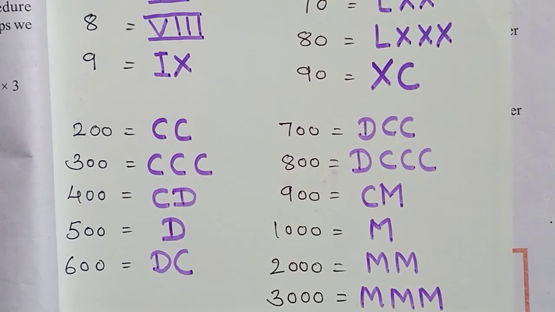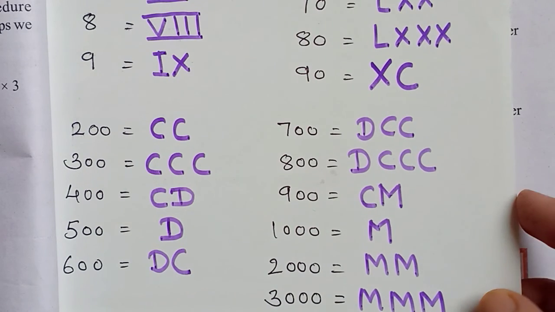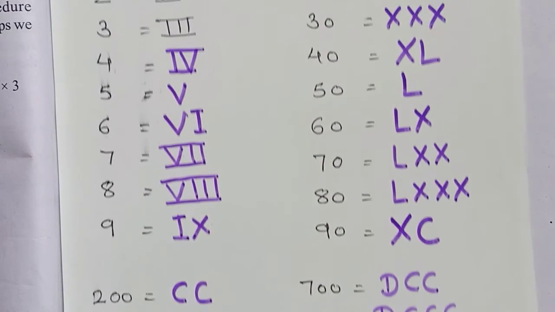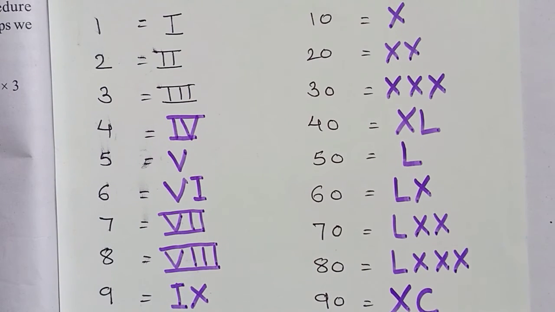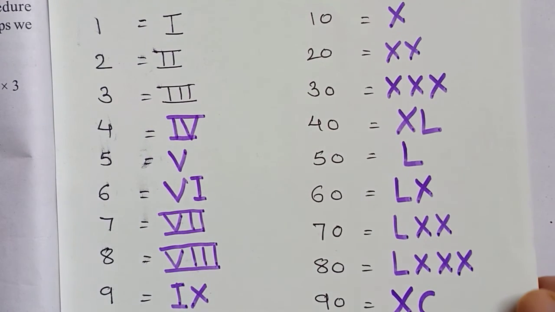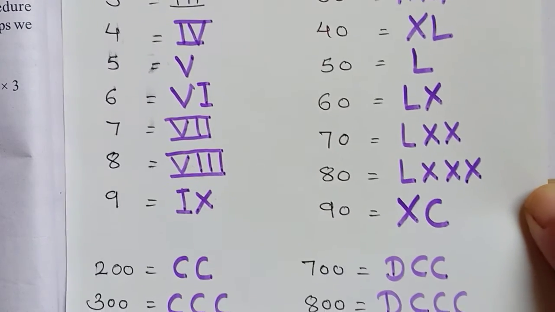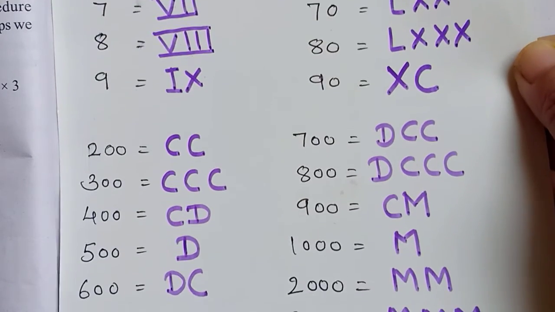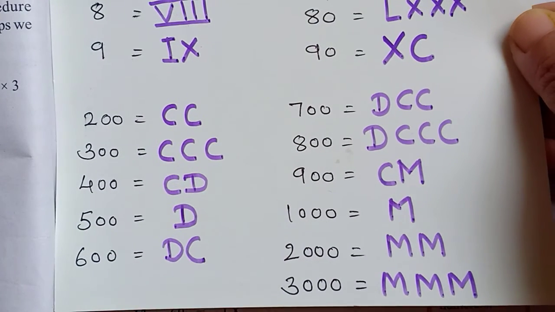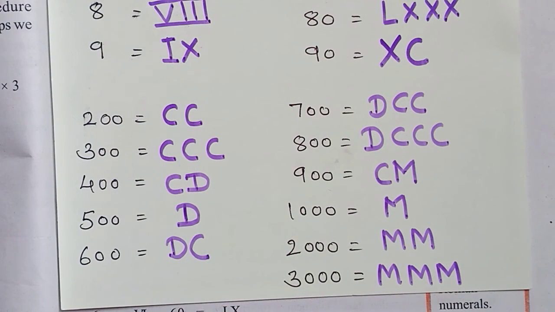So just go through this chart and remember the basic numbers. See here, I will show this chart again. Just remember these basic numbers. Now we can write any number using these basic alphabets. Let's see how to write that.